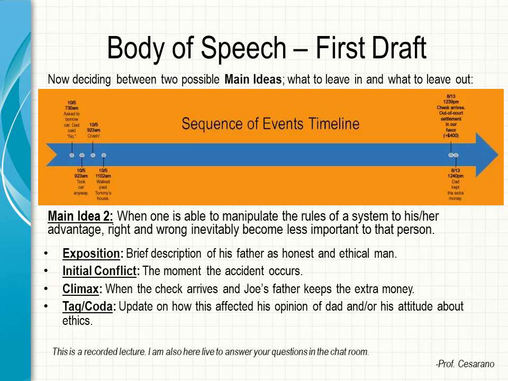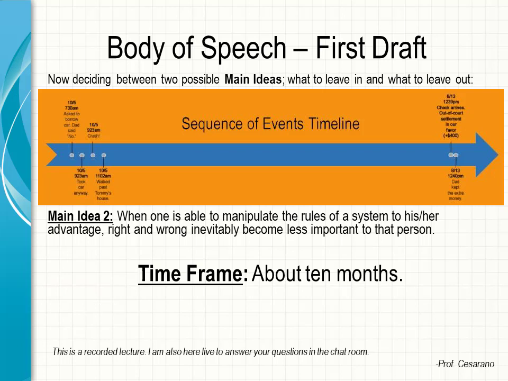Joe would structure this version of the story as follows. The exposition would be a brief description establishing his father as an honest, honorable, ethical person. The initial conflict would be the moment the accident occurs. The climax would be when the check in excess of the amount of their damages arrives and is kept by Joe's father. And the tag or coda could be a brief description of how this experience altered his impression of his father, or how it affected his sense of ethics. So the time frame for this version of the story is about 10 months.